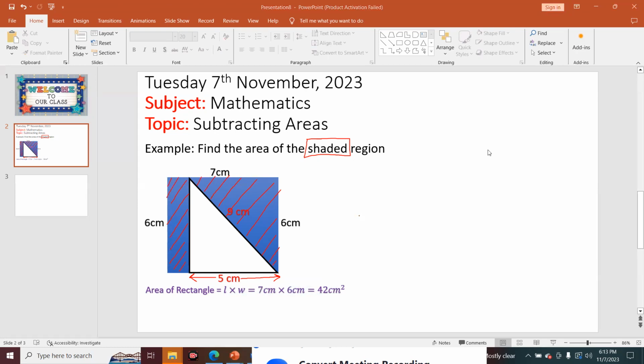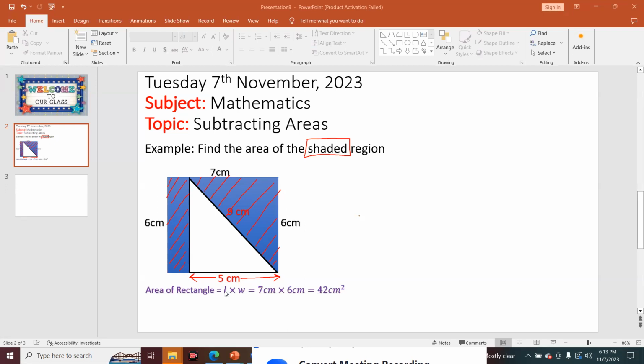Any questions on how we get the area of the rectangle? No, sir. Yes. Could you do that over, please? I missed that. Okay, we want to figure out what is the area of the rectangle. The rectangle is the bigger one, right?